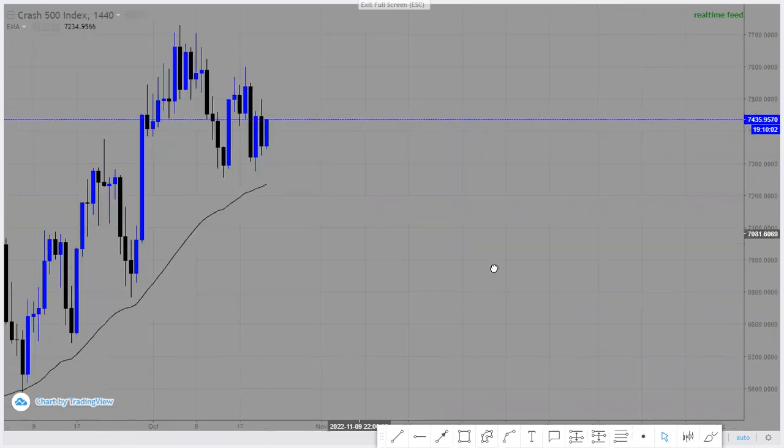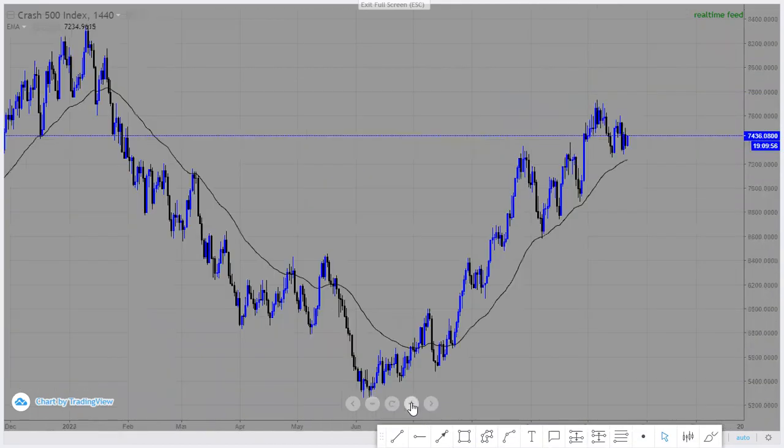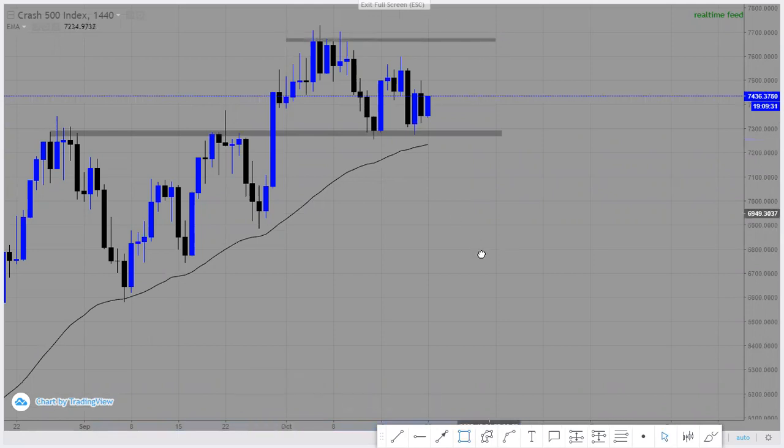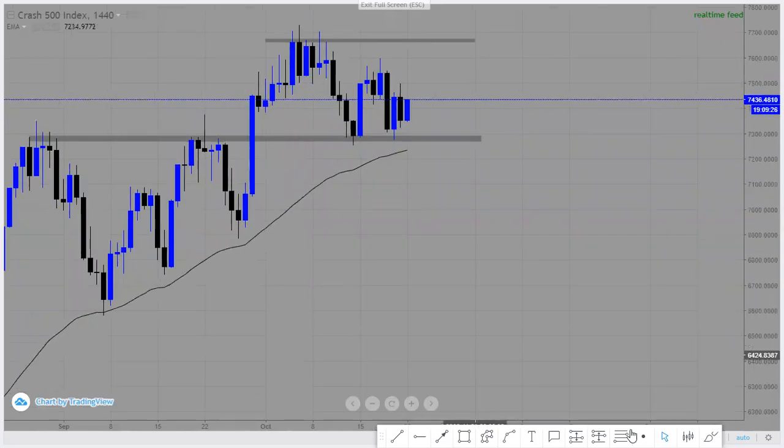So CRASH 500 market, as you can see, we are still in a bullish market. We're coming from this support here. So we have this major support here, and also this major resistance at the top where we're anticipating the buys to see. We are still having this bullish market structure.